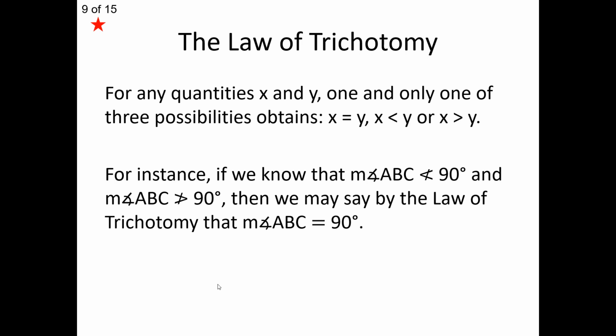So that's an example of using the law of trichotomy by bringing these two quantities, the measure of angle ABC and the measure of the 90, together, and actually comparing them. And if we know one's not less than, and we know it's not greater than, then it has to be equal to. And we'll see an example of using the law of trichotomy here in just a second.